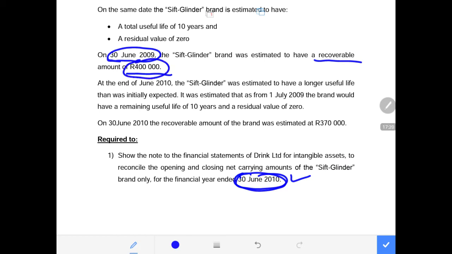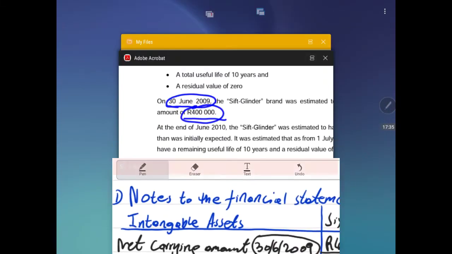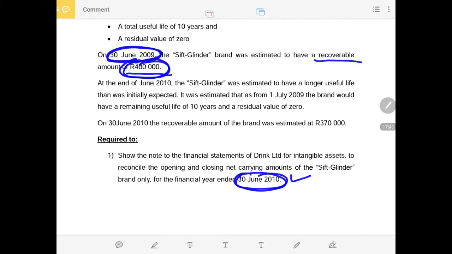Make sure you start with that and you draw a line below that. Your net carrying amount is always your recoverable amount at that date. Remember, this is net carrying amount 30 June 2009, and this is the recoverable amount on 30 June 2009. It is always the case. Master that.